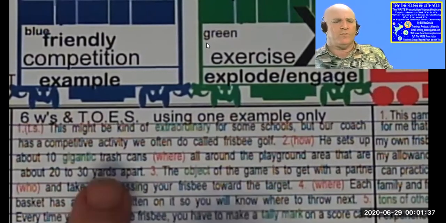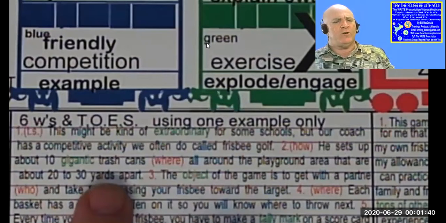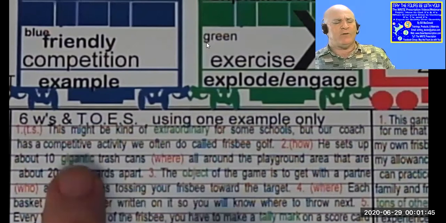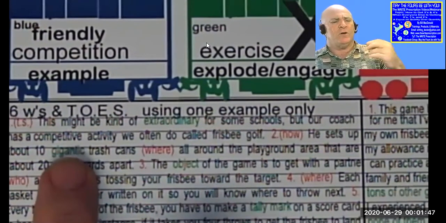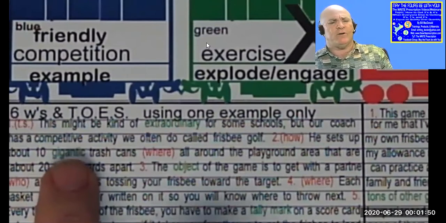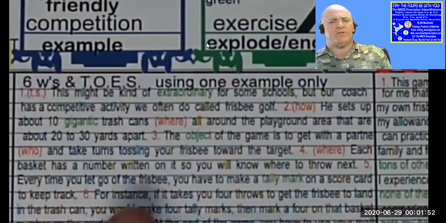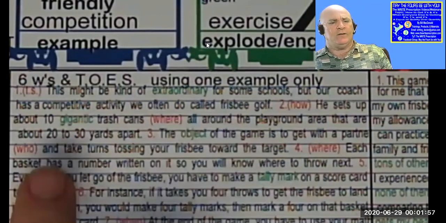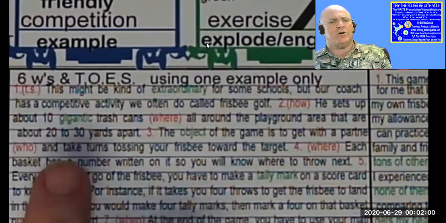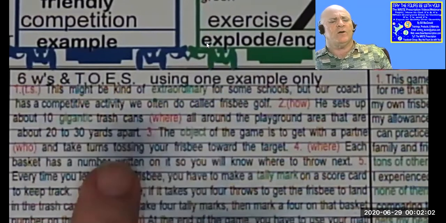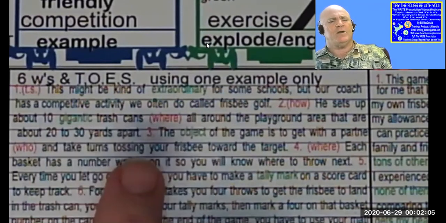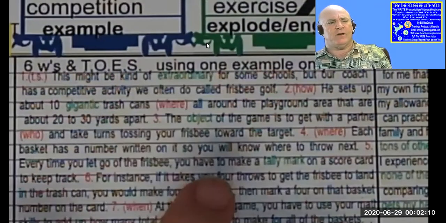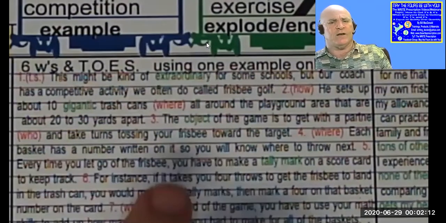Okay, so we're right here. And so we know two different details. So a second sentence, gigantic, I would get an extra credit. So another monkey because of higher vocabulary. The object of the game is to get with a partner, what, and who, a partner, take turns tossing your frisbee towards the target. What are you doing? Tossing the frisbee. Where? Towards the target. Three sentences so far, but extra credit because of different words like object.